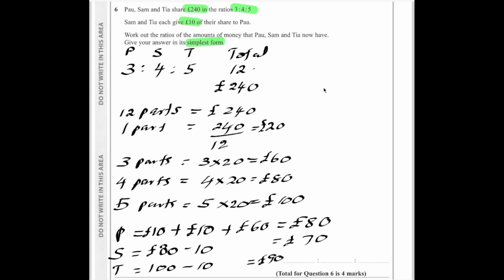The new amounts would be 80, 70, 90. Now we are asked to keep the new ratio in the simplest form. So when giving the answer in simplest form, you need to figure out whether there is a common number that you can divide by. I can see that I can divide each by 10. Then the answer would be 8:7:9.